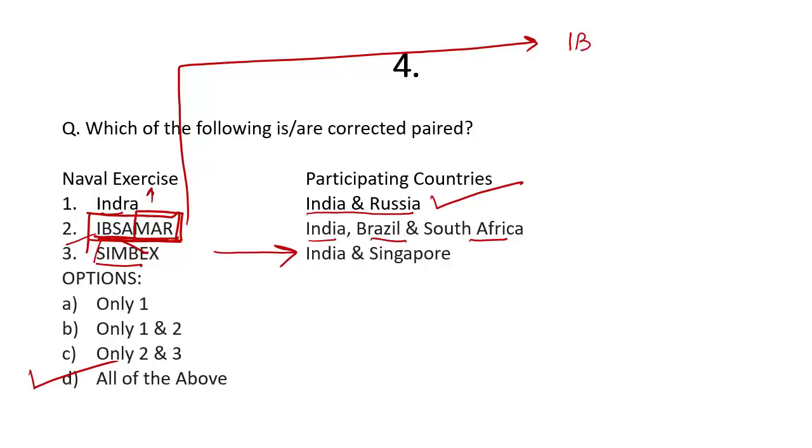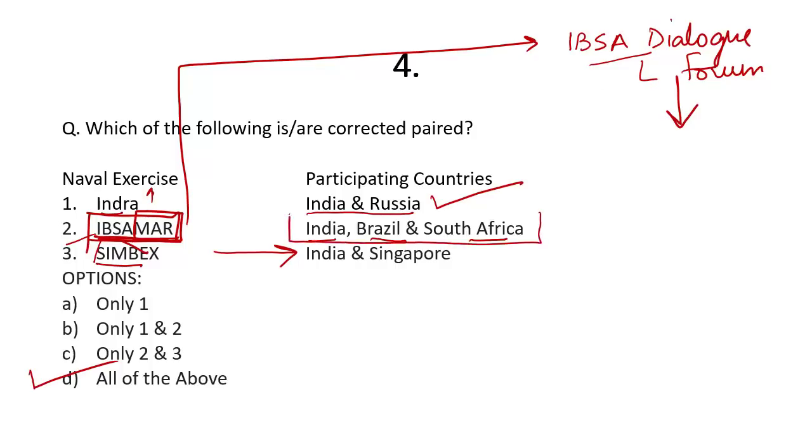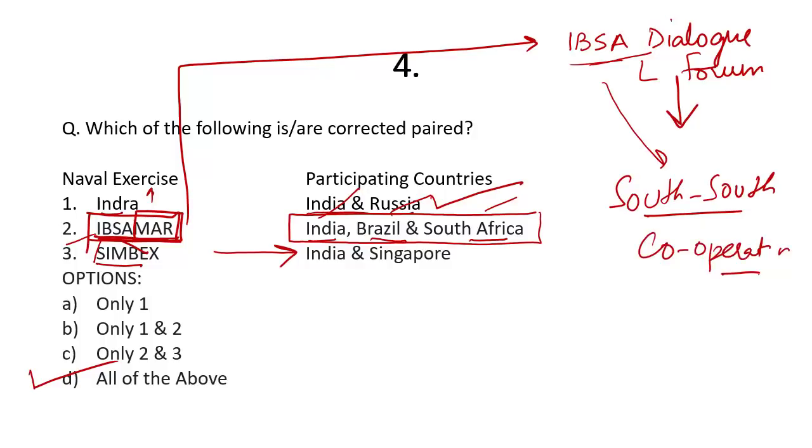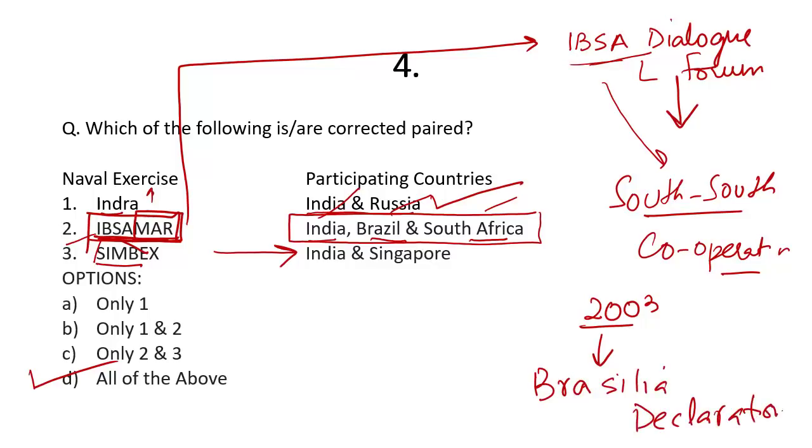There is also something called the IBSA Dialogue Forum. And this IBSA Dialogue Forum is for promoting international cooperation among these three countries, India, Brazil and South Africa. India, Brazil and South Africa are southern nations in the south. That is why we call IBSA South-South cooperation. And this IBSA was formalized in the year 2003 by adopting something called the Brasilia Declaration. Very important for your prelims examination.